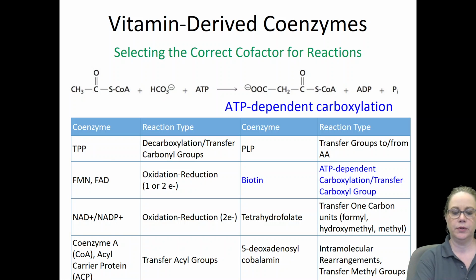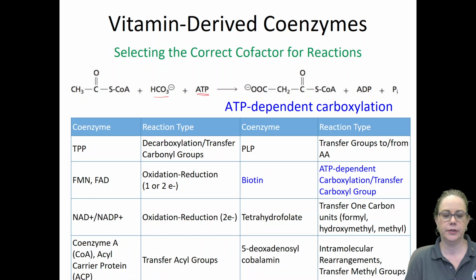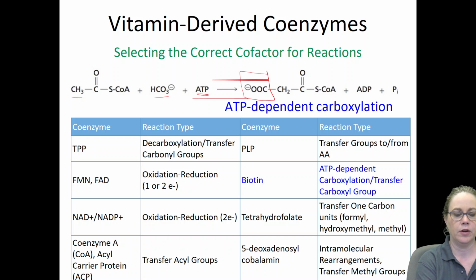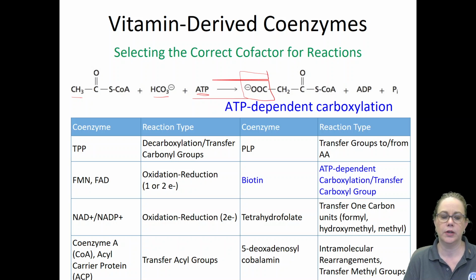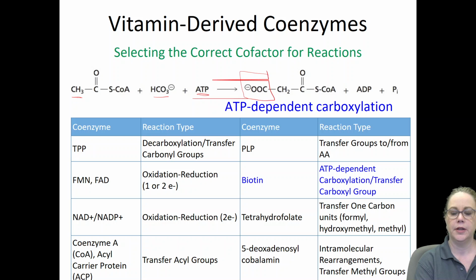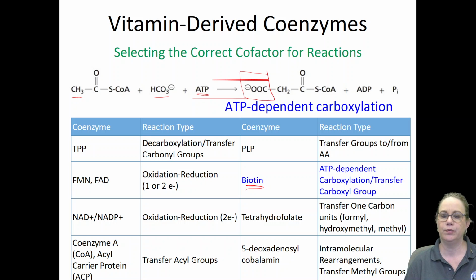In this example, we're now also using some bicarb and ATP, so we've got additional coenzymes present. This is doing the reverse of what we just looked at. We're adding that carboxyl group, or CO2, onto our substrate. So we had just a CH3 in our substrate. We now go to a CH2, CO2 minus. So that is an ATP-dependent carboxylation reaction. And again, we only have one coenzyme that can catalyze that type of reaction, which is biotin.